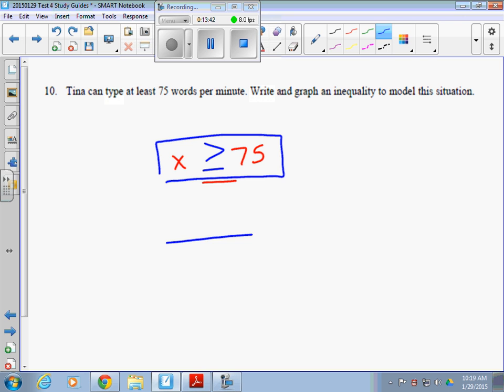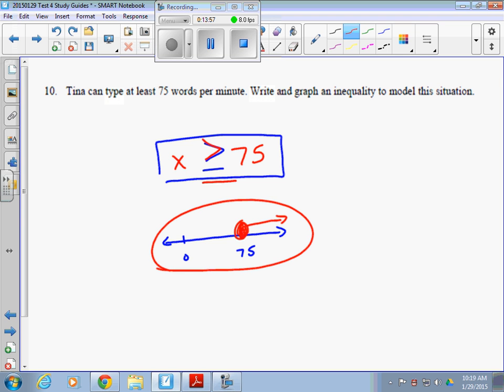And then it says to graph it, again, same thing. 0, 75 is a positive number, so let's put it on the right. Greater than or equal to is a colored in bubble. X is first, and it's going that direction. We're going to shade that direction. There's your graph.